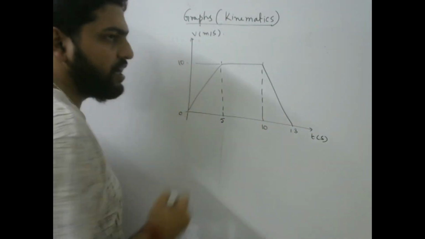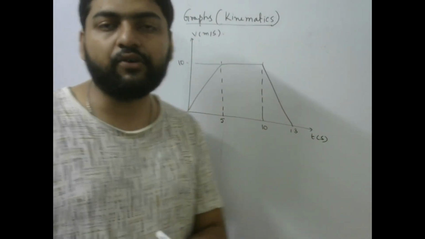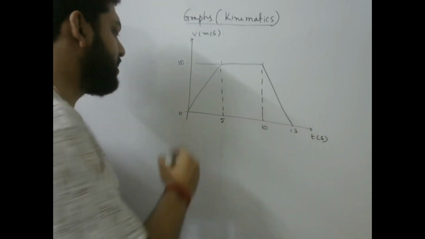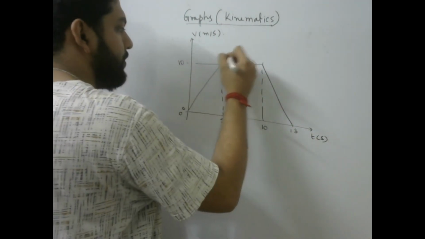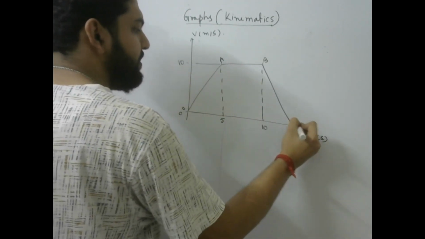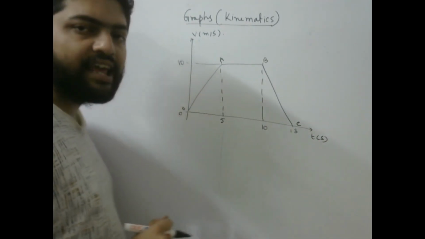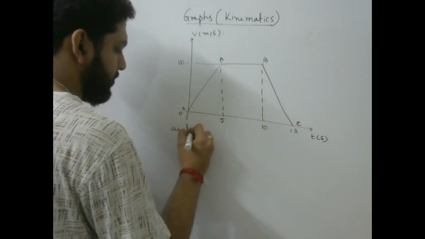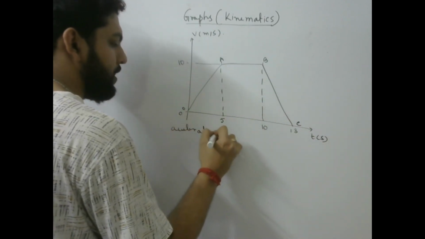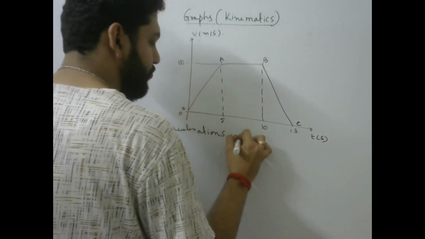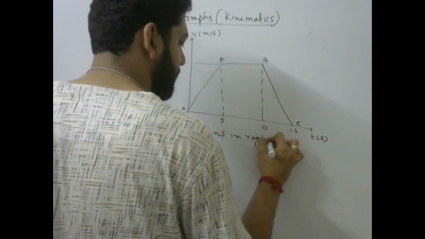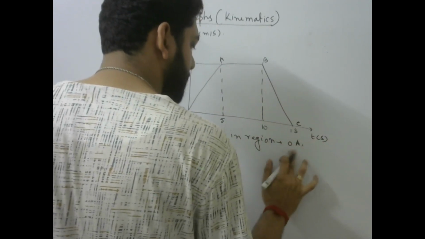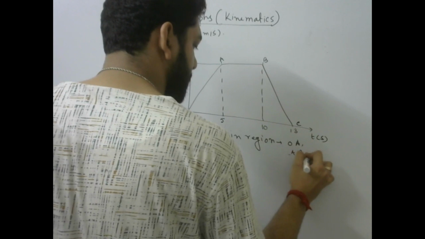From this particular graph, suppose someone asks you to calculate the accelerations in the regions OA, AB and BC.